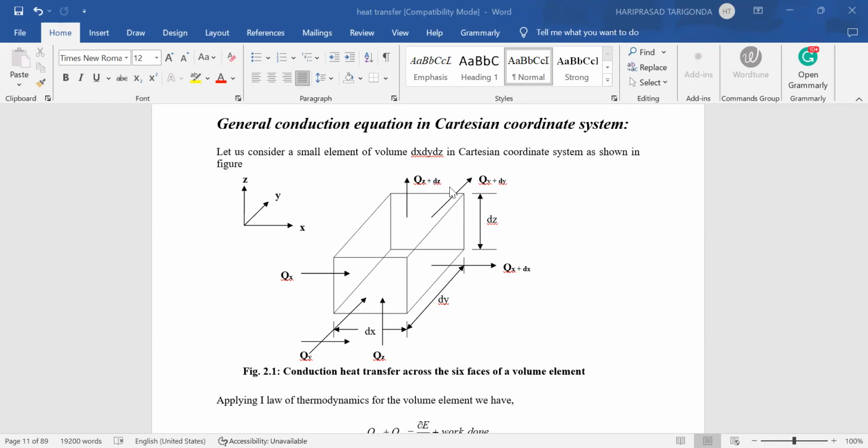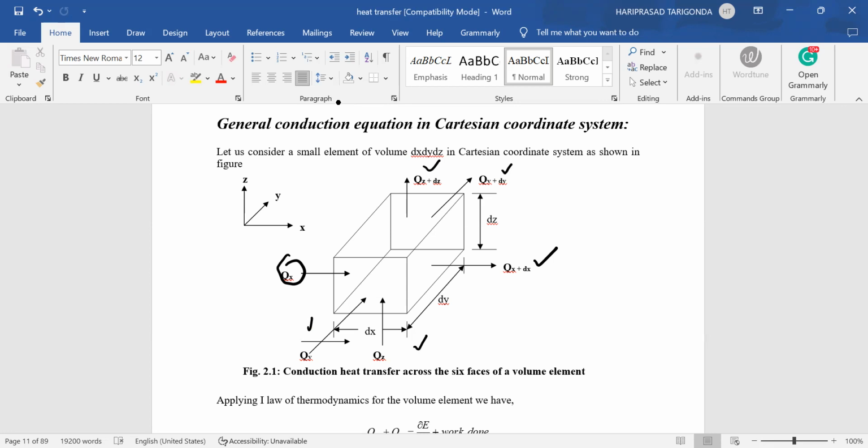So here in this diagram, let Qx be the amount of heat entering into the element in the x direction, and Qx plus dx the amount of heat leaving the element in the x direction. Qy is the amount of heat entering the element in the y direction, and Qy plus dy the amount of heat leaving in the y direction. Qz is the amount of heat entering in the z direction, and Qz plus dz the amount of heat leaving in the z direction. Let K be the thermal conductivity of the material.